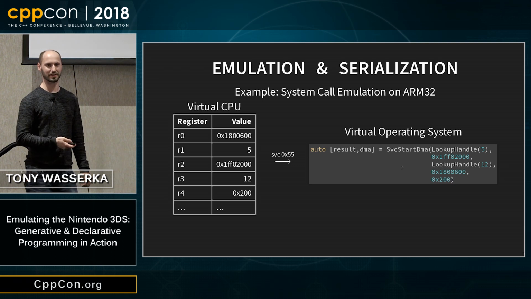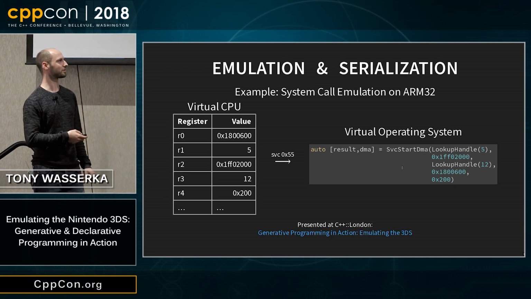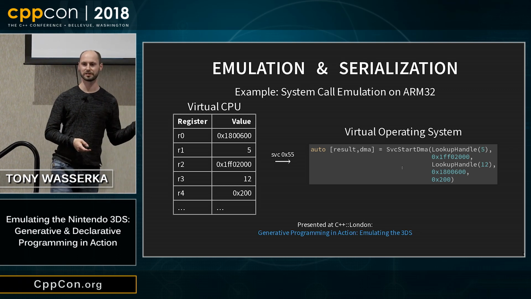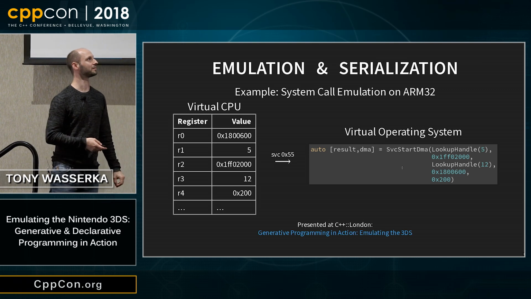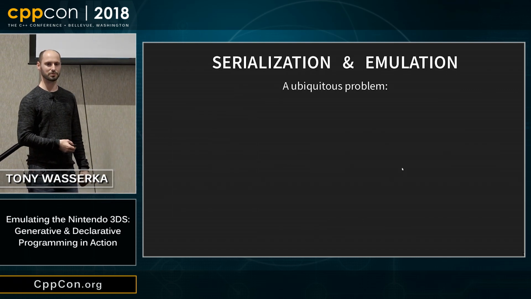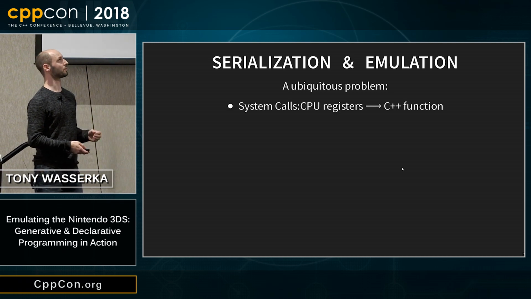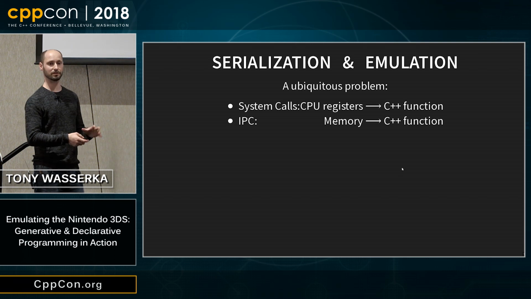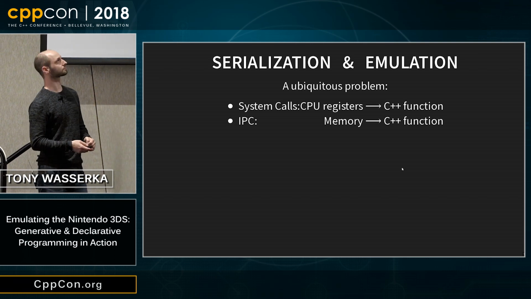So maybe this gives you an idea of what kind of problem we're tackling here. This is something I talked about at a C++ London meetup before, so if you want to learn more about that, check that out. There's a recording available online. There are a number of other scenarios where this problem occurs in emulation. System calls is one of them, but also the Interprocess Communication subsystem that I'll illustrate in a minute.